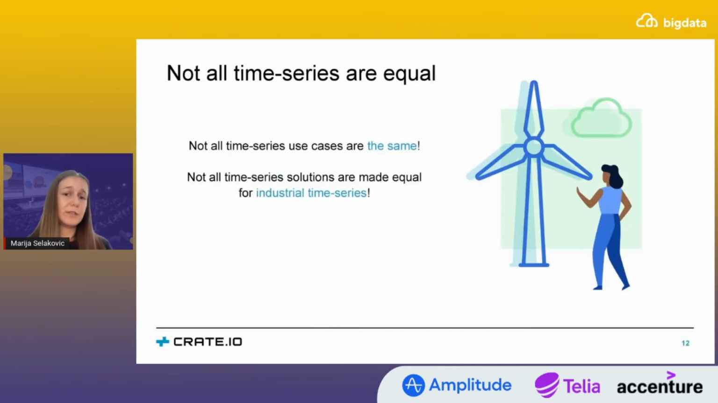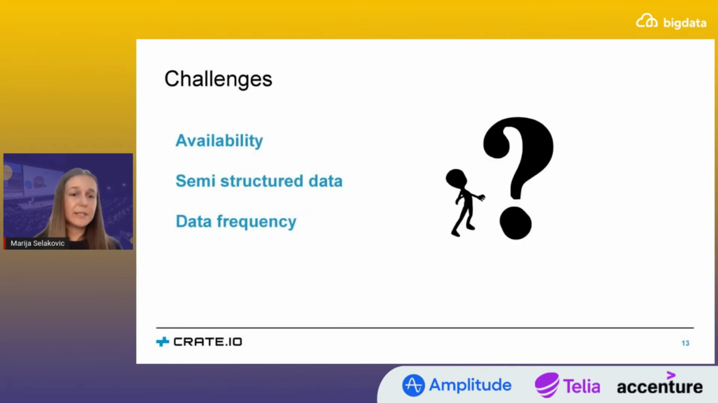Talking about time series, we can conclude that not all time series are equal. Use cases vary significantly, and not all time series solutions that we find on the market these days are made equal for industrial time series data. So in our experience dealing with industrial time series data, we observed 3 challenges that are pretty much common for every use case, and that need to be considered when choosing a good solution for your use case. First one being availability. Second one being semi-structured data.